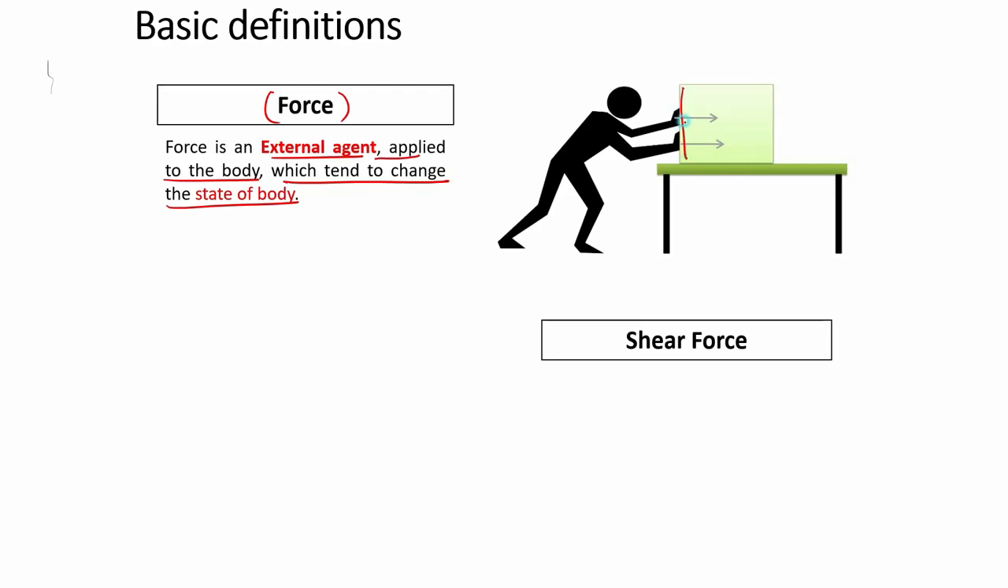See here, I have got one box here, and this person is pushing that box. Means this person is an external agent that is applied to the body to change the state of the body. Now it is at rest and it might be moving, or it might be moving and he is making it come to rest. Okay, that is the force. Force means it will be a point load, that how he is applying.